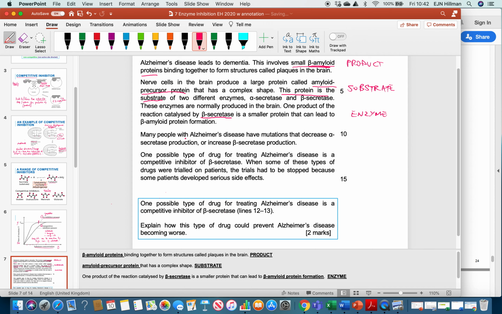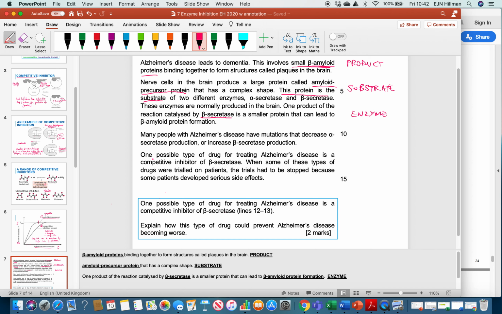We read on, many people with Alzheimer's disease have mutations that lead to decreased alpha secretase production or increased beta secretase production. Now, this isn't actually going to be relevant for the question that we're going to answer in a second, but it might be interesting to see that with this mutation, if you've got more beta secretase, there is a potential for producing more of this beta amyloid protein.